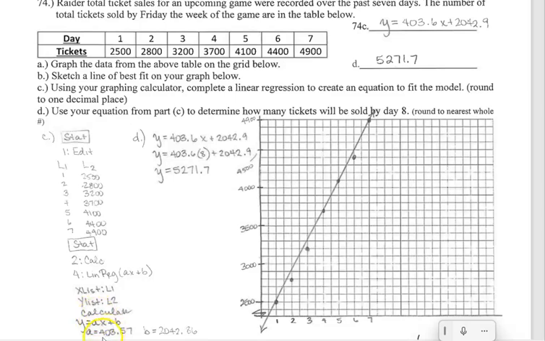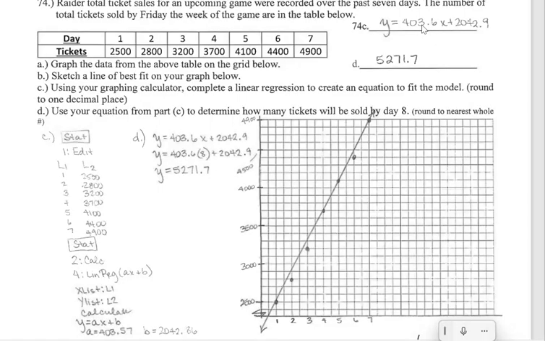And it told us that A was 403.57, which we rounded to 403.6, and that B was 2042.86, which we rounded to 2042.9. So that equation would be y equals 403.6x plus 2042.9, as you see here.